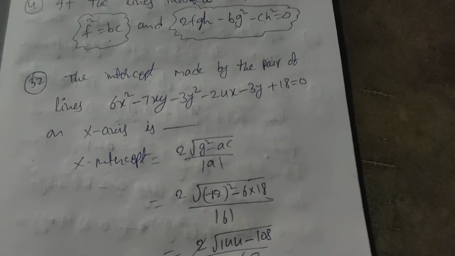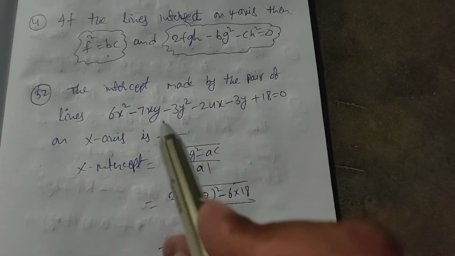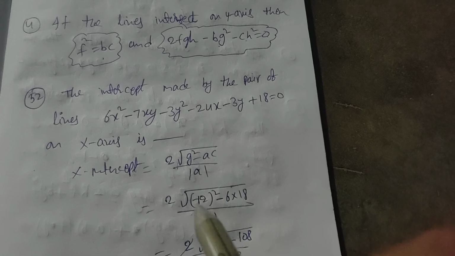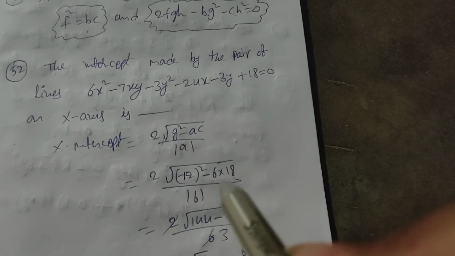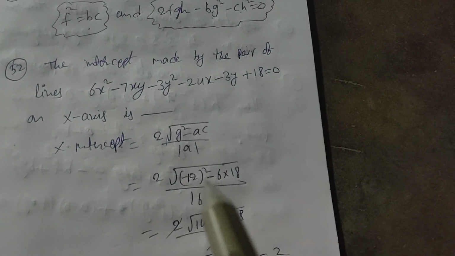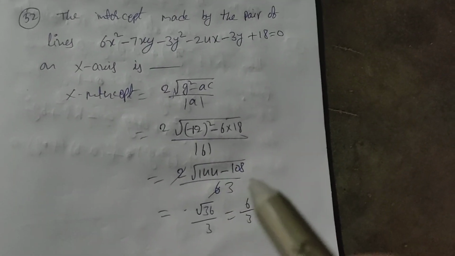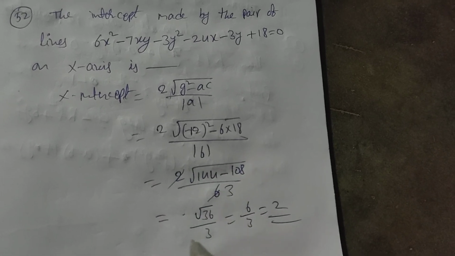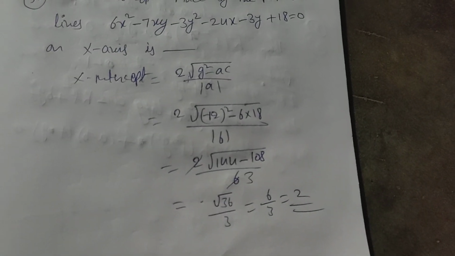So x-intercept is nothing but 2 into root over g square minus ac by mod a. That is equal to 2 into root over (g means minus 24 by 2, that is minus 12) whole square minus (a means 6, c means 18) 6 into 18, by mod 6. So this is equal to 2 into root over 144 minus 6 18s are 108. So 144 minus 108 gives 36. So 2 and this 6, 3 times going, root 36 means 6 by 3. 6 by 3 is equal to 2, which is the answer for this question.